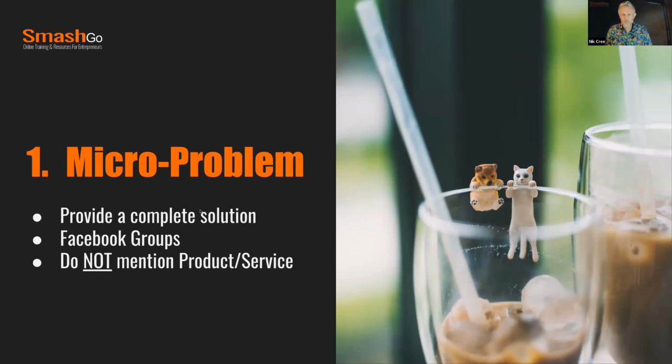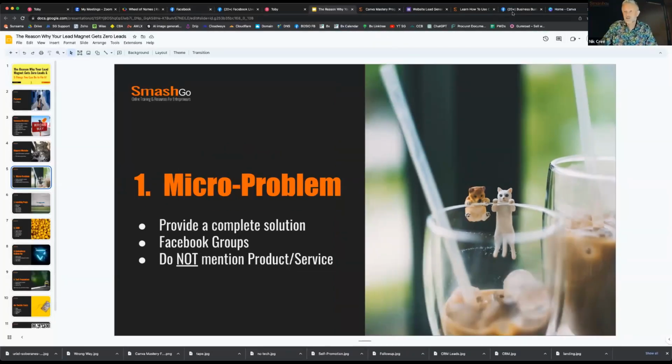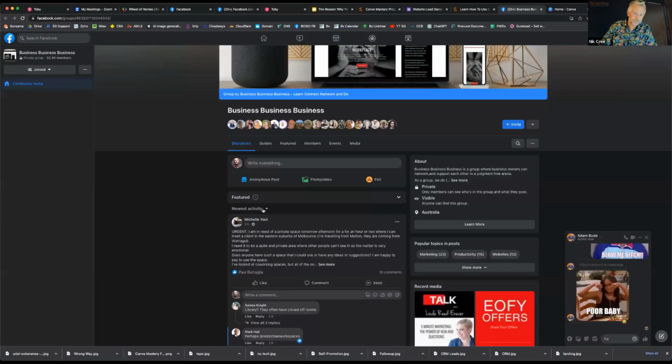Some people have heard this before, but a good way to find out what these micro problems are is to go to Facebook groups. Facebook groups are my favorite place to go to. In fact, if I take you to one at the moment, which one do we want? Okay, we'll go to this one here.